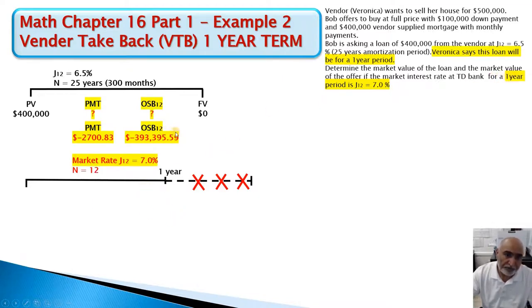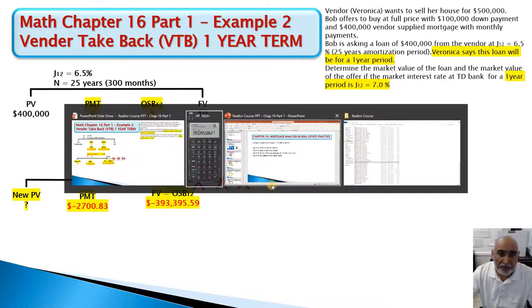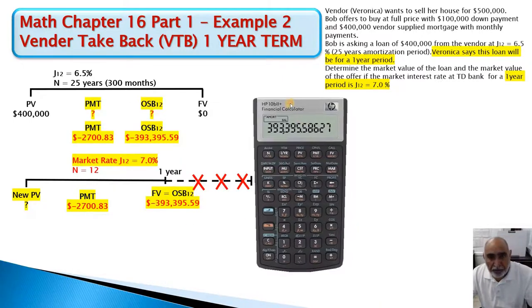So the market rate, we put the market rate, which is 7%. And now the time period is not full from here to here. The time period is from here to here, which is 1 year, which is 12 months. Okay, so N is 12. From this diagram, we bring the payment and the OSB 12. We bring this over here. So now we're going to find a new PV, and this is our diagram that we look at. And let me bring my calculator and find that for you.